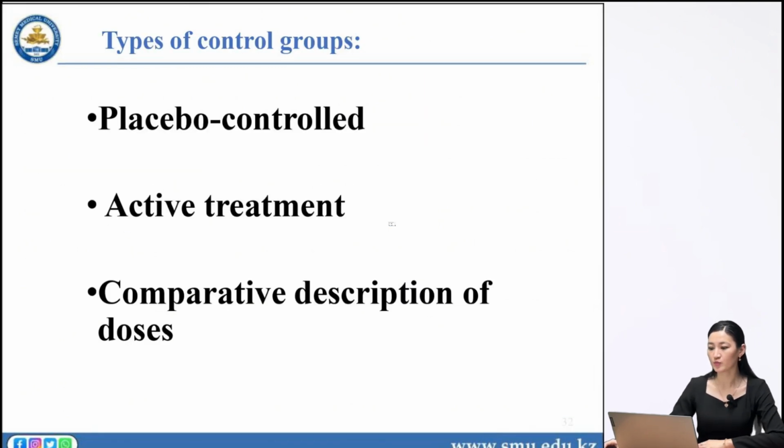Here are control groups: placebo-controlled, active treatment, comparative description of doses. Here placebo means something which looks like a drug but has no effect like a drug. Active treatment means we will use traditional treatment, and for comparative description of doses, we will use different doses for two different groups.